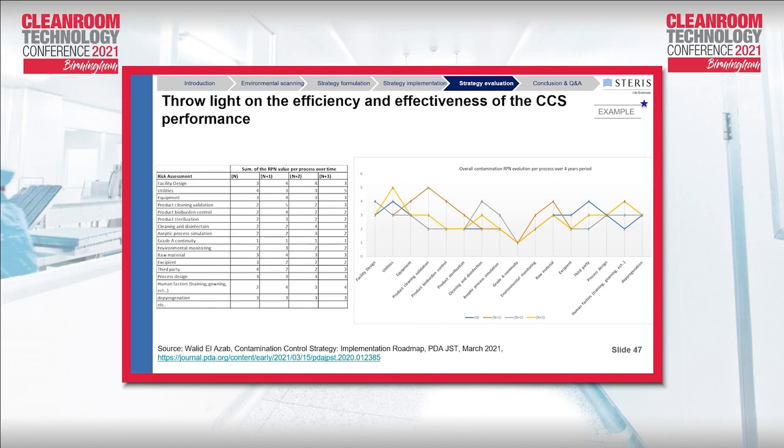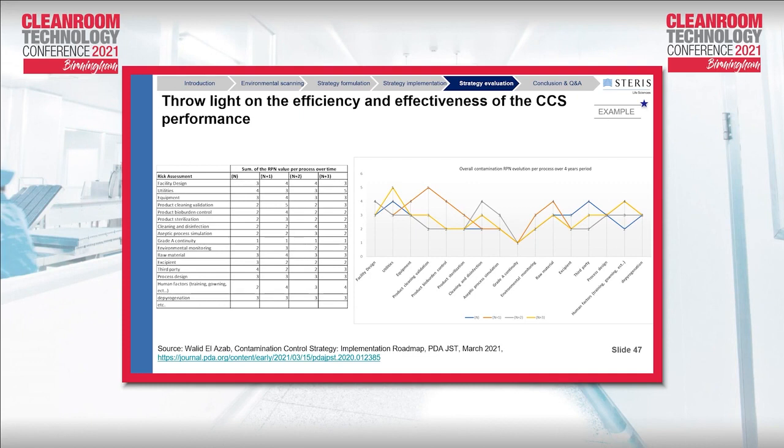But another way to shed light on the efficiency and the effectiveness of the CCS is to use your risk assessments. So you have a facility design, and in the facility design you will have, for example, 20 risk assessments, and the goal is to do a sum of the different RPNs of each risk assessment, and then do a rule of three, or a rule of proportionality, between 1 and 5. So if the minimum for any risk assessment is 1, and the maximum is 1,000, that means 1 corresponds to a 1 and 1,000 corresponds to a 5. And then the values in between may be 2, 3, or 4.